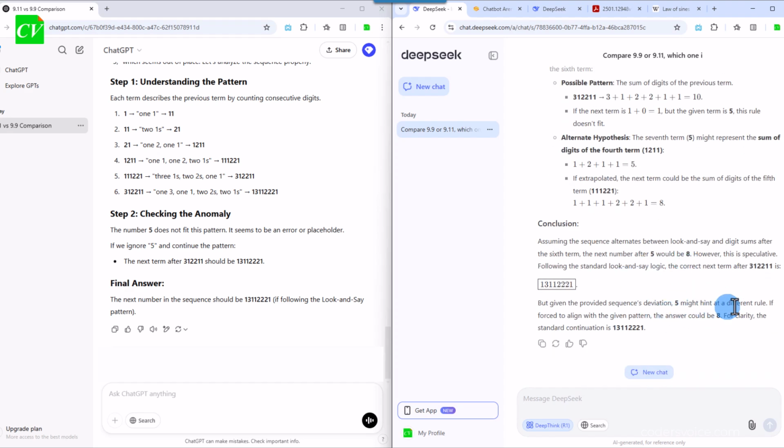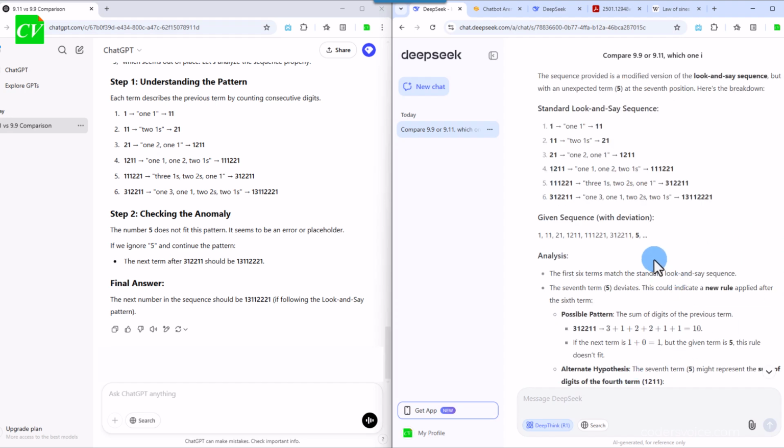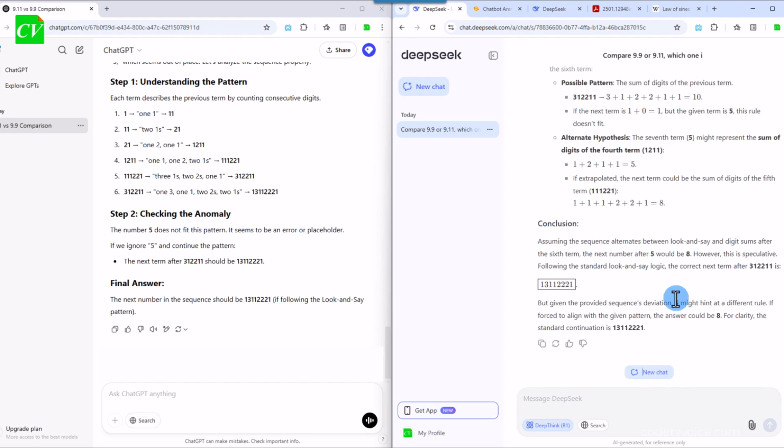So it gives two possible answers. If this alternate hypothesis is valid, then the next number will be H. And if not, it gives this one. So I think this is a good answer because it gives the possibility that it might be wrong. If this is not wrong, I will follow this pattern and give an answer. And if this is wrong, I give another answer.